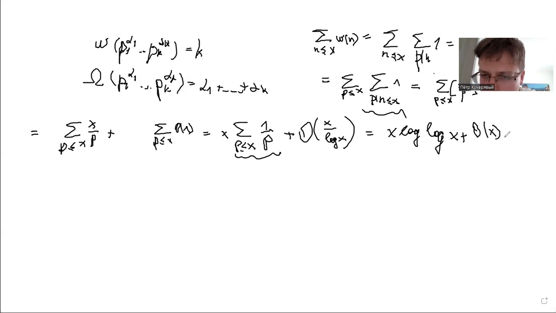We can write the second term in the asymptotic formula, but this will be enough for our purpose. Okay, is this formula clear?